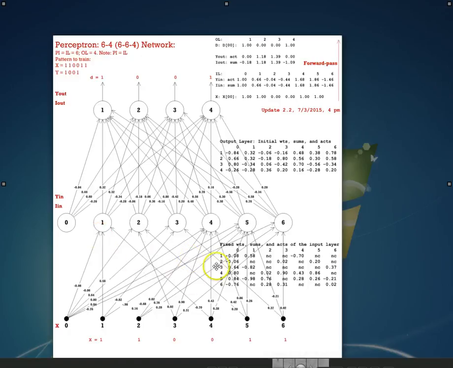With this, all the weights here are fixed. Only these weights are going to be modified during the training.